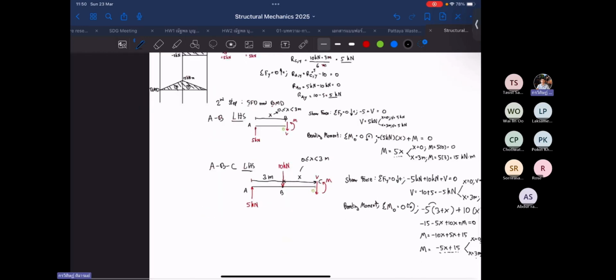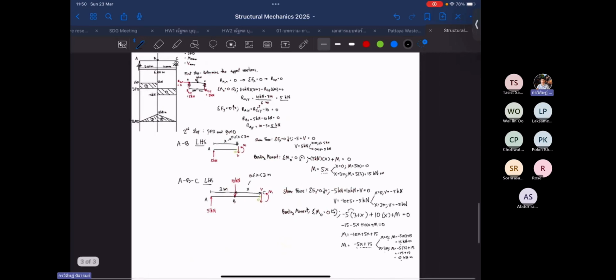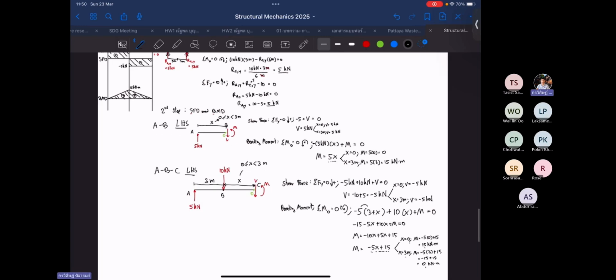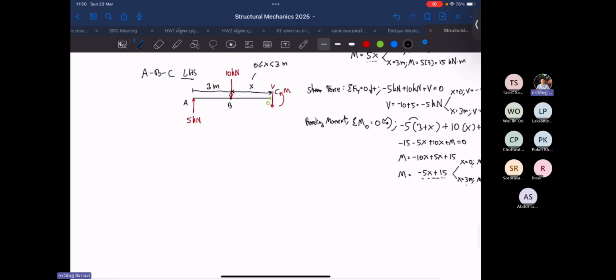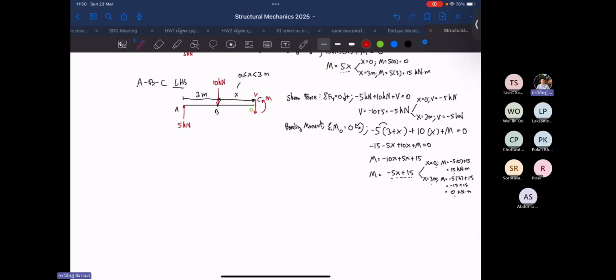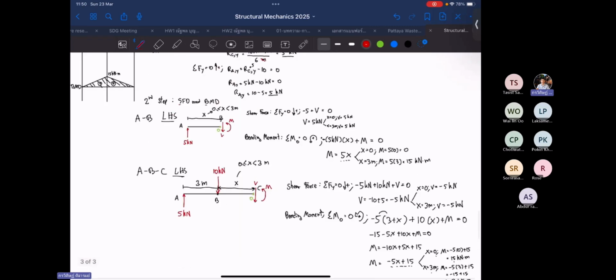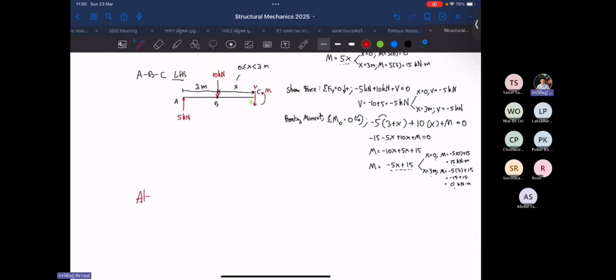For this one, does anyone have any question on how we can determine the bending moment diagram and shear force diagram? You can do the same by using the right-hand side method. Just change the side and then the sign convention will be changed. If there is no question, I will show you some examples of the right-hand side alternative.